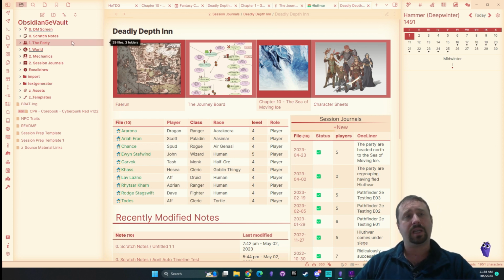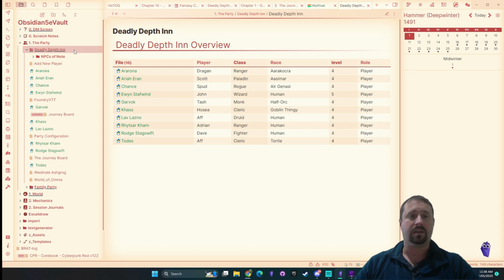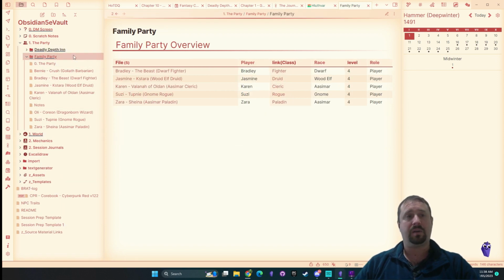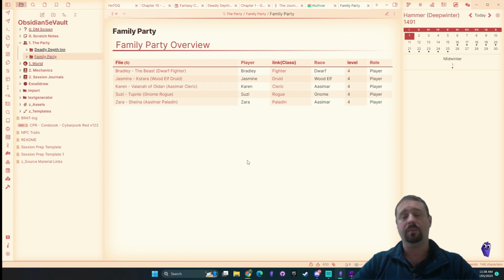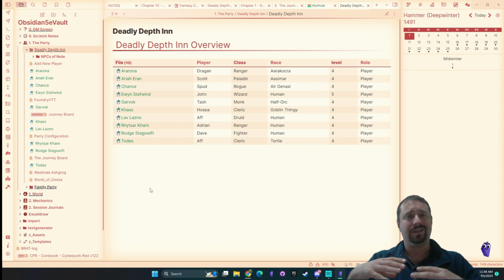What do I do personally? Well, I like to have a party folder, and in that I have the Daily Depth In, which is my adult group. Then we have a family party, which is the people in my family that play. Like, we have a game around Christmas time, last time they were in here, for example. And that's one way for us to maintain all that information, is keep all of those people contained within that one vault.